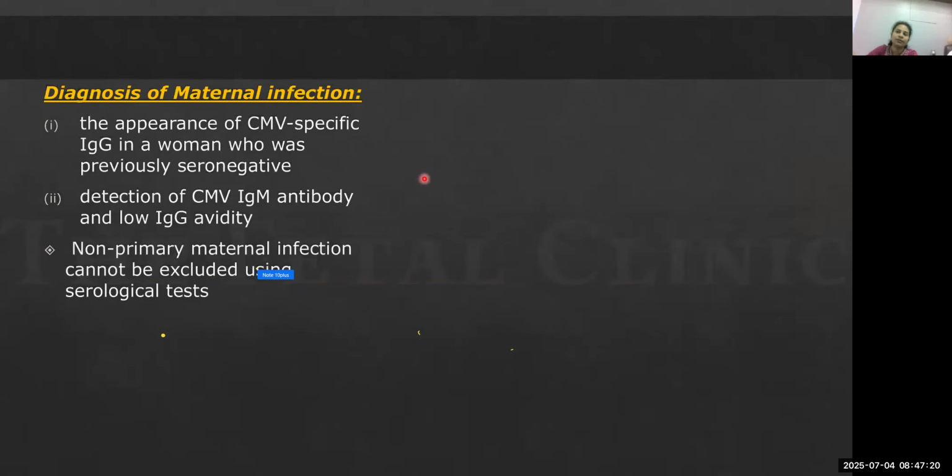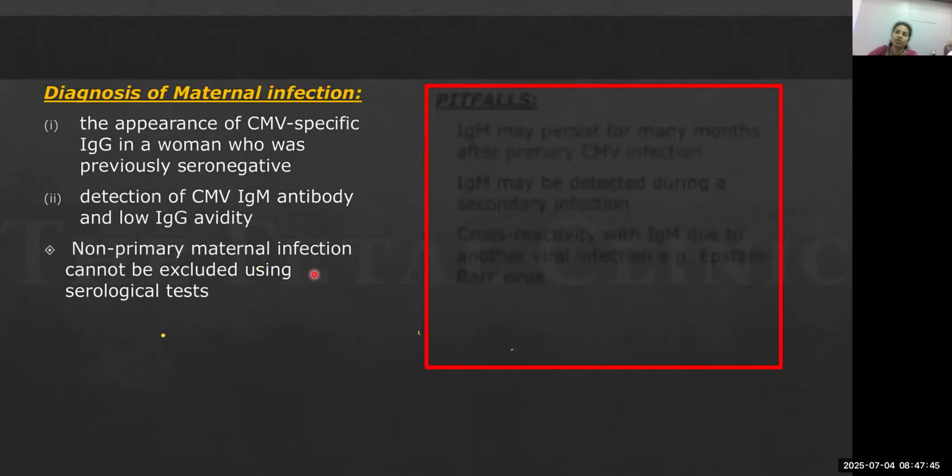So the diagnosis of maternal infection is based on the appearance of CMV specific IgG in a woman who was previously seronegative, or detection of CMV IgM antibody and a low IgG avidity, which was the third scenario. Non-primary maternal infection also cannot be excluded using serological tests.